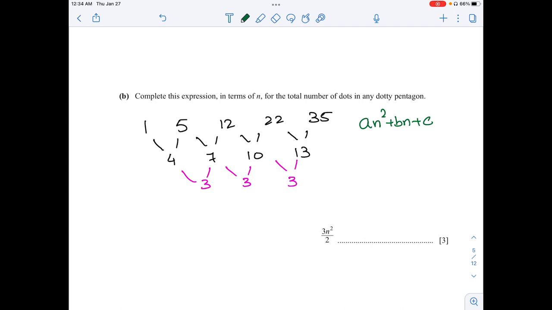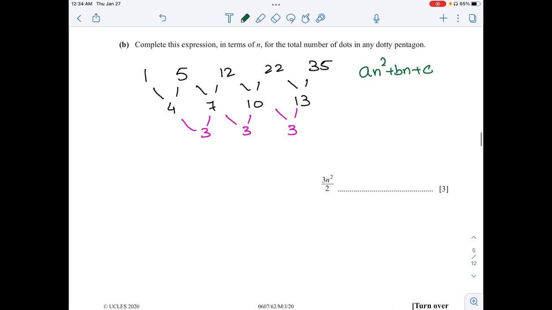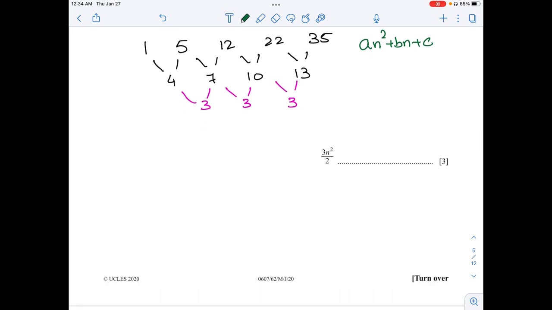Now, how is that? We shall do some working over here. n is equal to 1, 2, and 3. If n is equal to 1, the first term will be a times 1 square plus b times 1 plus c, a plus b plus c. The second term will be a times 2 square, which is 4a, plus 2 times b plus c. The third term will be a times 3 square, 9a plus 3 times b plus c.